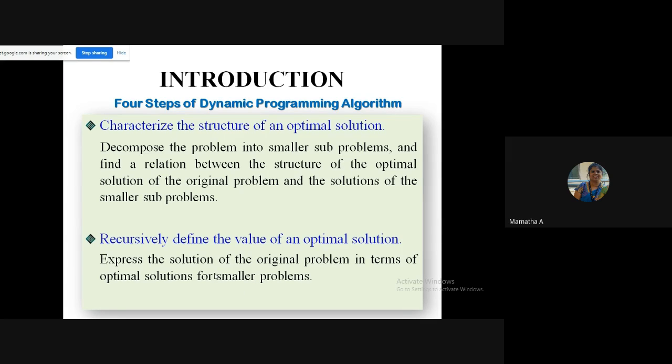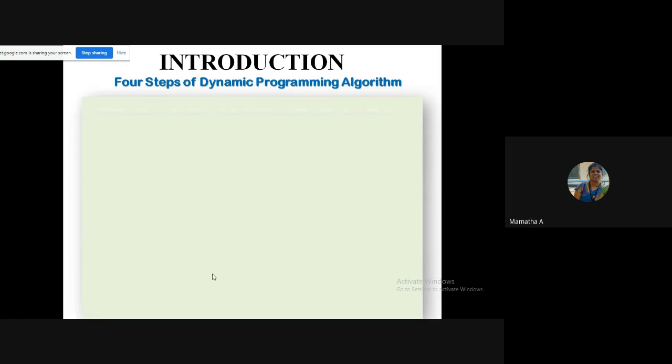Getting it? The next step, step 3: right now you have divided the problem into subproblems. You found the relation between the subproblem solutions and the optimal solution of the original problem. So how do you solve it? You told me, okay, this is the relationship, this is how I should get it. But how do I solve it? I have to solve it and then get the answer, right?